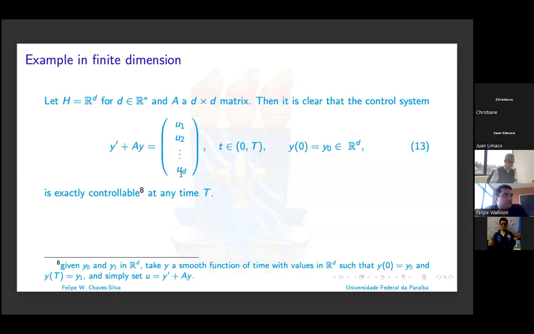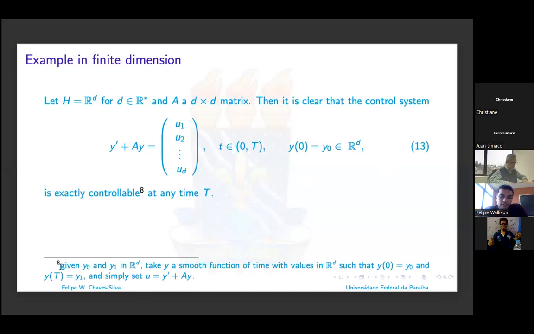In this case, B is a full matrix there, which has mostly all components. Okay, so I want to apply our result, this of switching. And here you see that, since I'm working in finite dimension, exact controllability and non-controllability are the same. So it's easy to see that this system is non-controllable. Exactly controllable, I wrote here, but it's non-controllable.